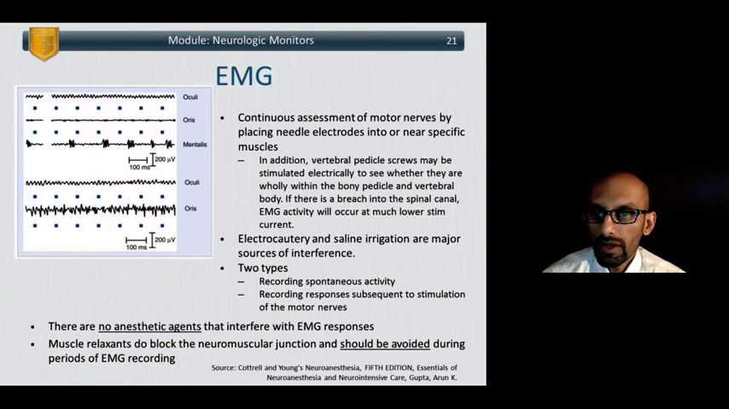You can also record responses subsequent to stimulation of the motor nerves as well, and that's more of a motor evoked potential as opposed to free running EMG. There are really no anesthetic agents that interfere with EMG responses. Of course, muscle relaxants are not anesthetics, but they are a drug class that obviously blocks the neuromuscular junction and should be avoided during cases when you're doing EMG monitoring.